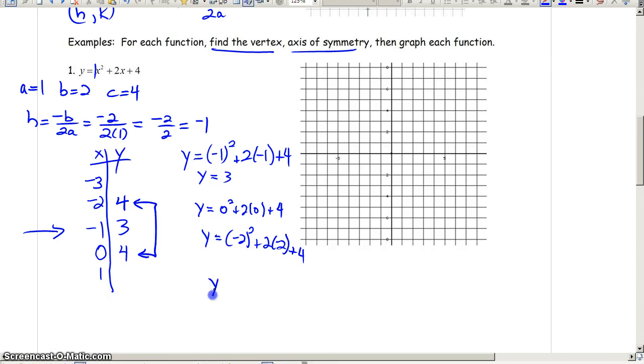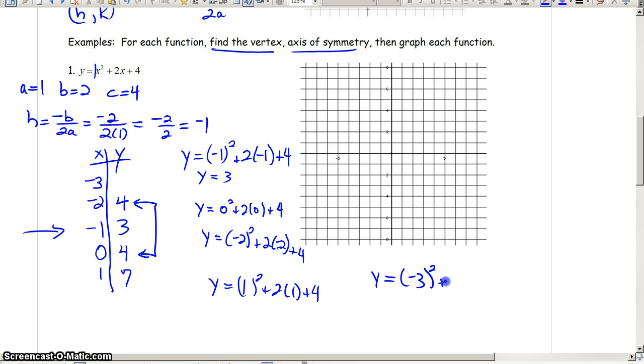Let's plug in a 1 as well. This might be one of the easier things to check. Plugging in a 1, I think you can see quickly you will get a y value of 7. And finally, let's also plug in an x value of negative 3.